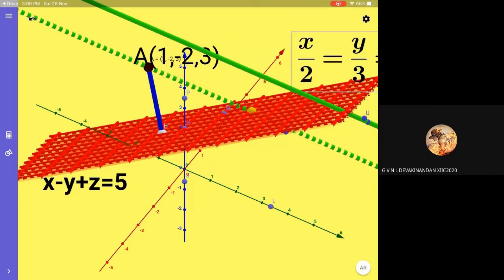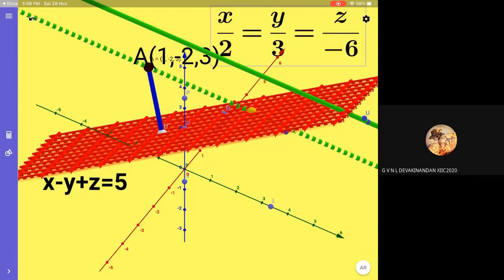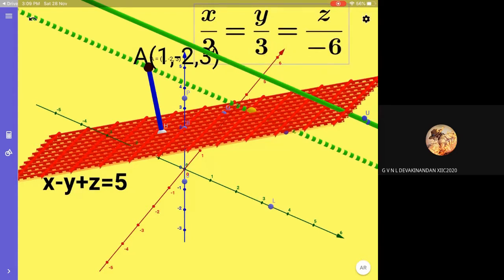As you know, the equation of a line is a ratio. So x by 2 equal to y by 3 equal to z by minus 6, that is a line. That line I have shown here with the green colour line. Green colour is our line which is given as per the question, and the point is marked with black colour.